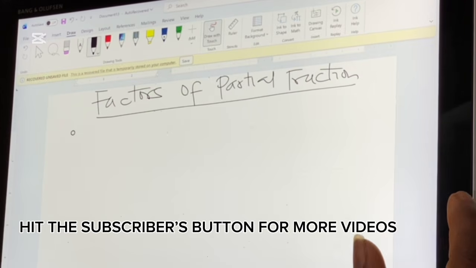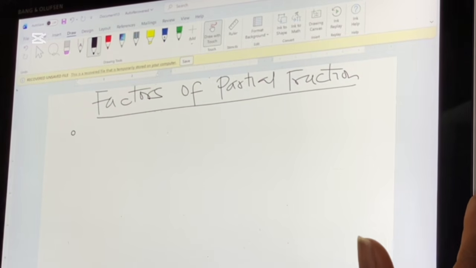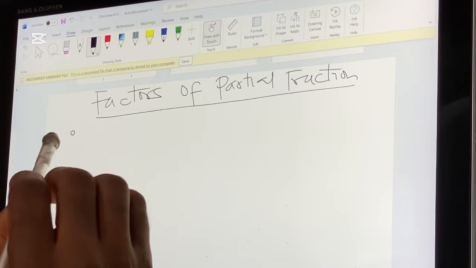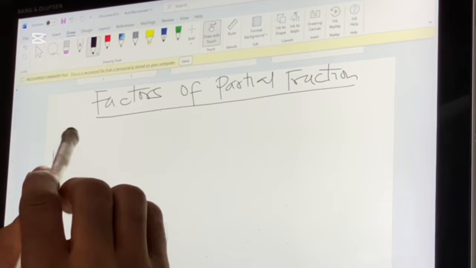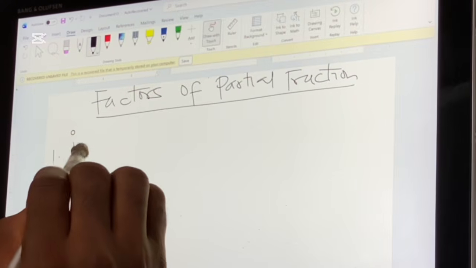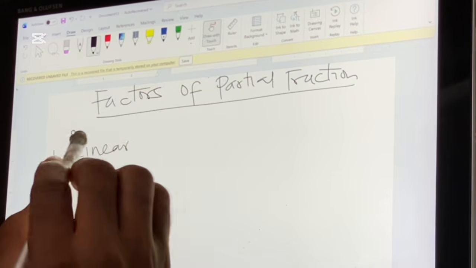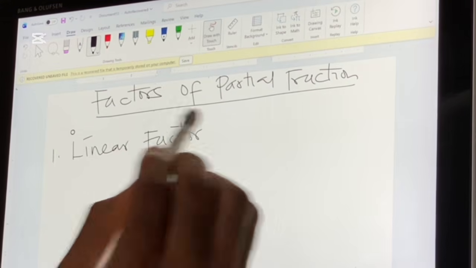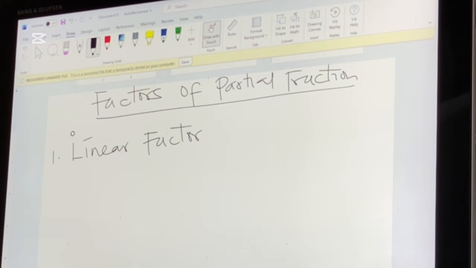Now let's know the factors of partial fraction. The first factor here is linear factor. Please take note. The first factor here is linear factor. So when you say a factor is said to be linear, okay?